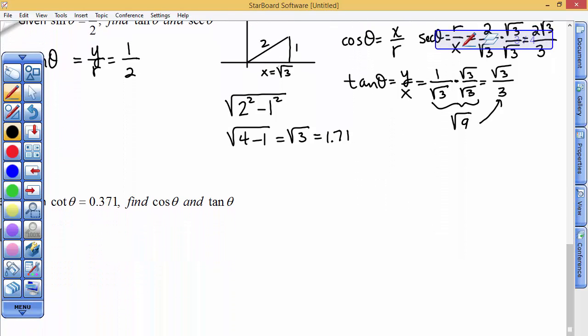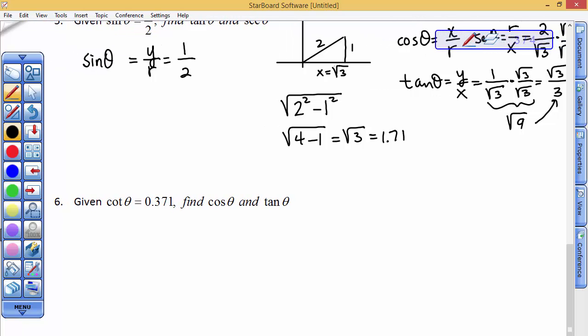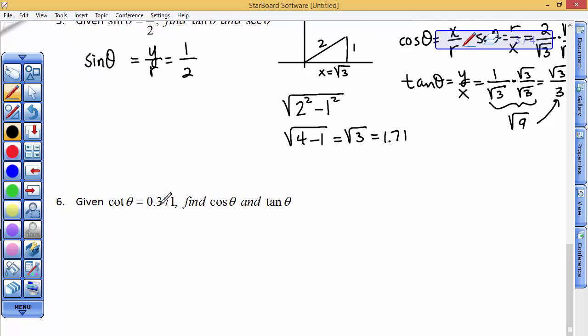Finally, last problem that I want to do. So the first two were given as fractions. This one's given as a decimal. You have a couple of options. You can think of 0.371, because the 1 is in the thousandths place with a "ths" at the end, as a fraction and call it 371 over 1,000. And you now have a fraction for the cotangent of an angle.